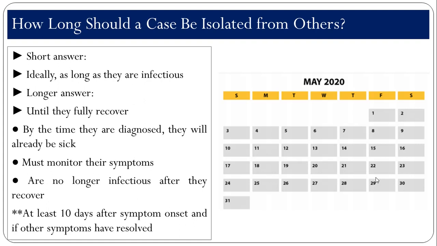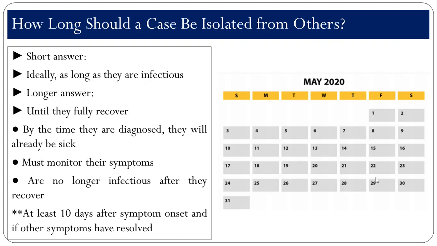So, how long should a case be isolated from others? Well, the short answer is ideally as long as they are infectious, but there is also a long answer. We know that by the time they are diagnosed, they may already be a risk. So, by the time you are investigating this case, their infectious period has already started, probably at least a few days before. So, you will need to talk to them about isolating themselves for the duration of their infectious period.